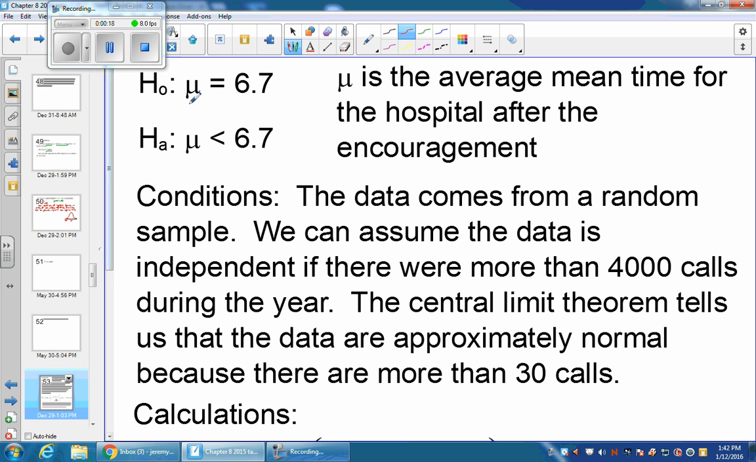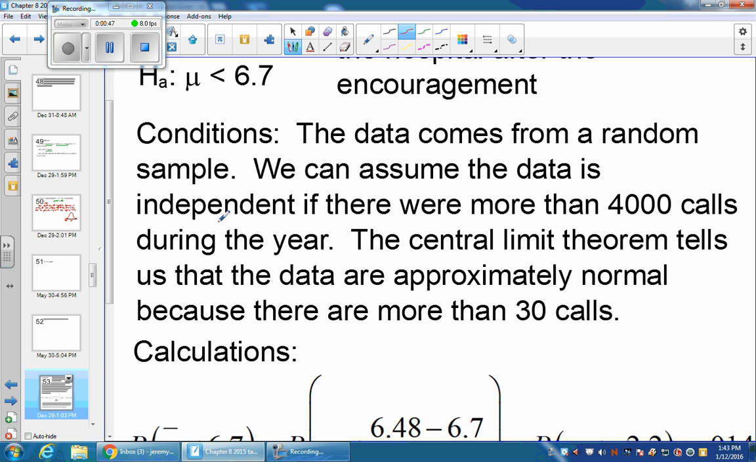We start with a null hypothesis that the mean was 6.7, and our alternative hypothesis, the thing we wanted to prove, was that the mean response time is less than 6.7. Now over here we have to explain what our mu is. Mu is the average mean time for the hospital after the encouragement. Remember the chief or somebody told the paramedics to increase their response time, and we want to see if that actually did something. Then once we have our hypotheses, we look at the conditions.